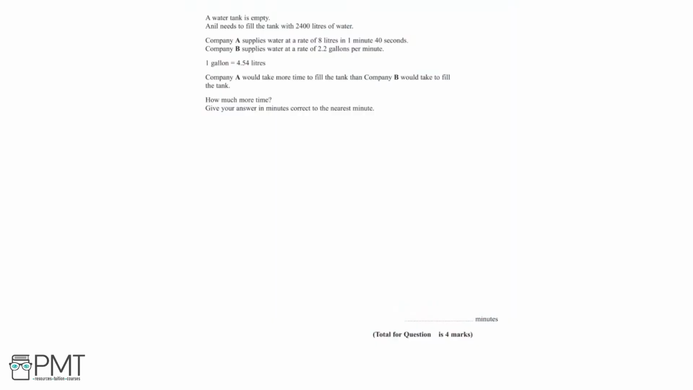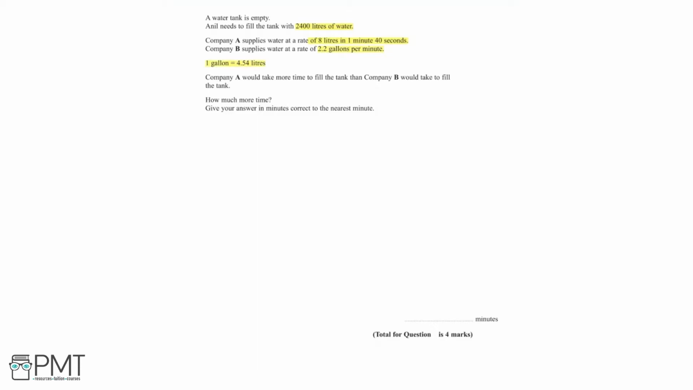In this question, we're told that a water tank is empty, and Anil needs to fill the tank with 2,400 litres of water. We're told that Company A supplies water at a rate of 8 litres in 1 minute and 40 seconds, and Company B supplies water at a rate of 2.2 gallons per minute. We're then told that 1 gallon is equivalent to 4.54 litres.